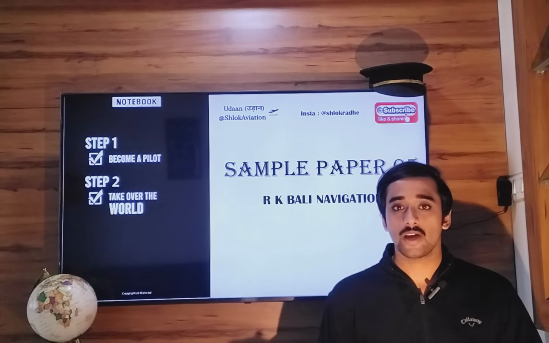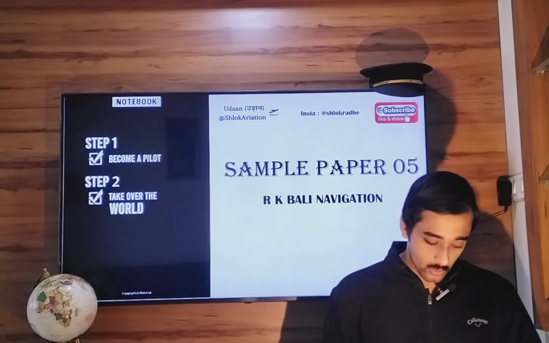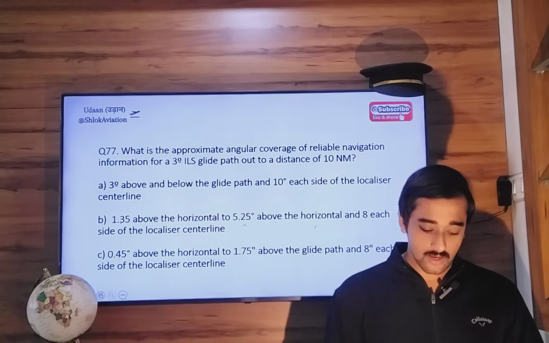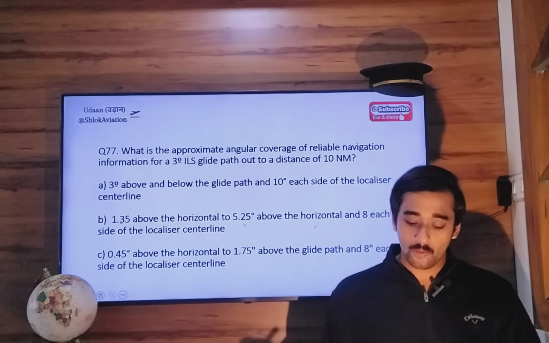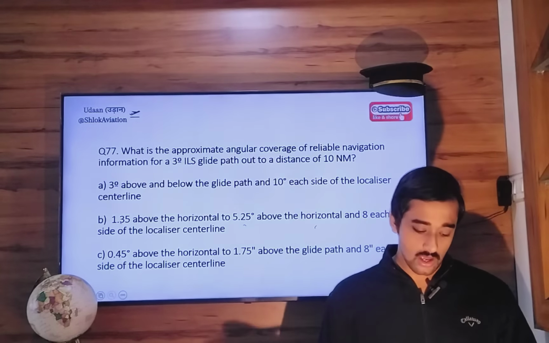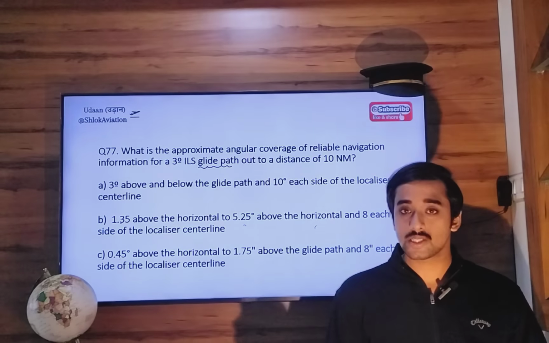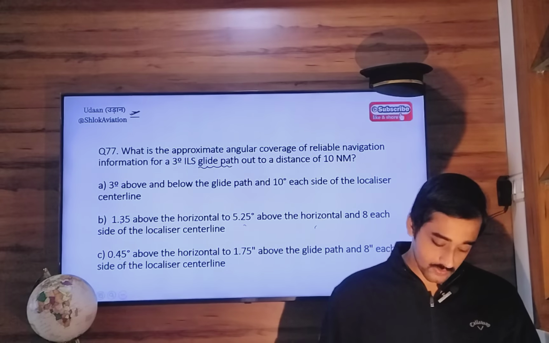In this video lecture, we are going to look at some important questions from sample paper number 5, the 4th edition of RK BALI Navigation book. So let's begin with question number 77. What is the appropriate angular coverage of reliable navigation information for a 3-degree ILS glide path out to a distance of 10 nautical miles?